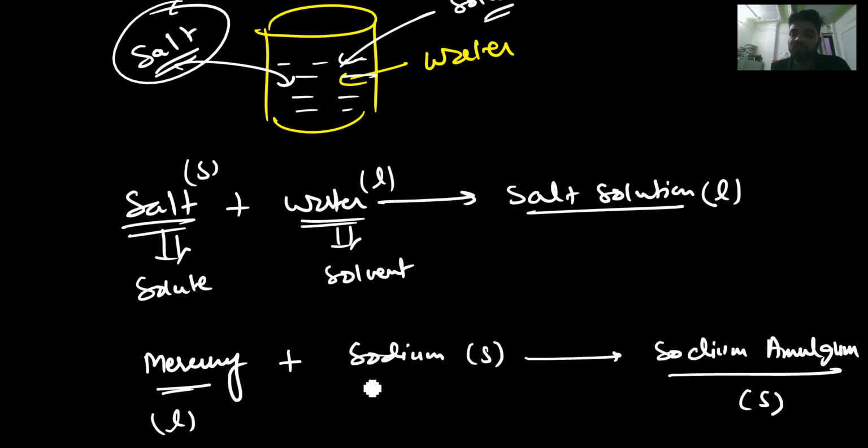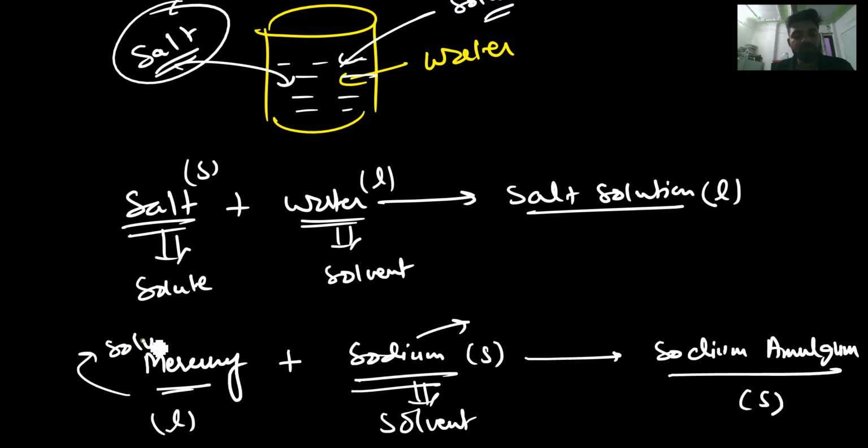Actually, the solvent has the same state as the solution, okay. So if the sodium amalgam solution is going to be in the solid state, then the sodium is also going to be in the solid state. Though both are going to be in the solid state, we will simply say that this one is the solvent and this one is the solute, okay.